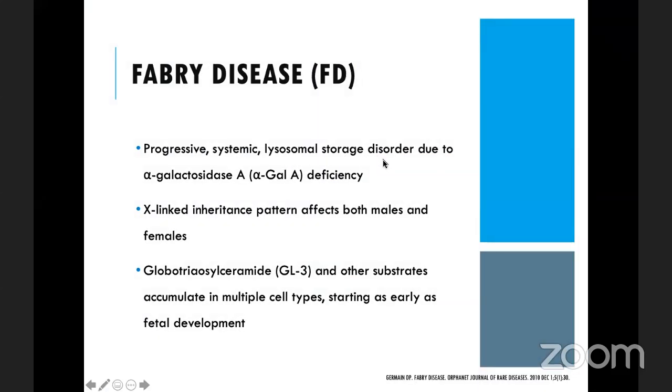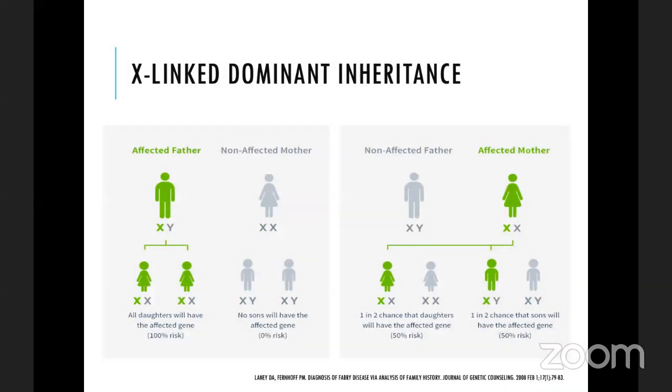Fabry is a progressive systemic lysosomal storage disorder due to alpha-galactosidase A enzyme deficiency. It is an X-linked inheritance pattern and affects both males and females. Globotriaosylceramide, GL3, and other substrates accumulate in multiple cell types, starting as early as fetal development. What is the meaning of X-linked dominance? It means that children of an affected mother will have a 50% chance of inheriting the mutation regardless of gender, while all daughters of an affected father will inherit the mutation, and no son of an affected father will inherit it, only daughters.